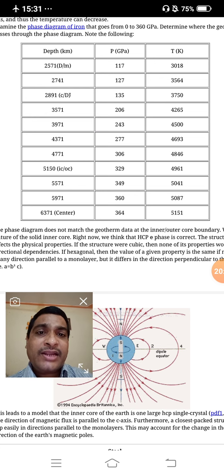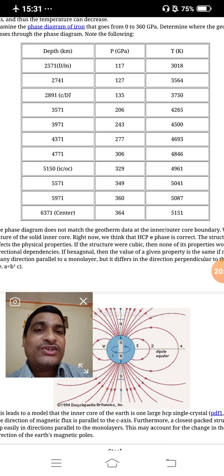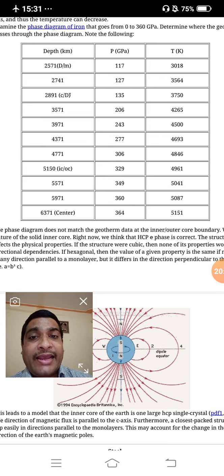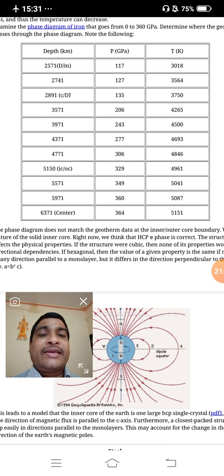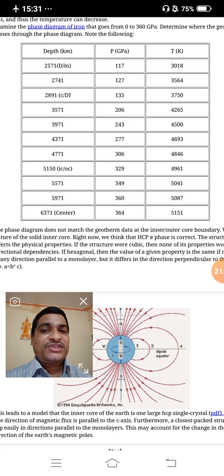With increasing depth, the pressure and temperature also increase. At 3471 km the pressure is 206 and the temperature 4260 Kelvin. At 3971 km the pressure is 243 gigapascal and the temperature 4500 Kelvin. At 4371 km the pressure is 277 gigapascal and the temperature 4693 Kelvin, and at 4771 km the pressure increases up to 306 gigapascal and the temperature up to 4846 Kelvin.